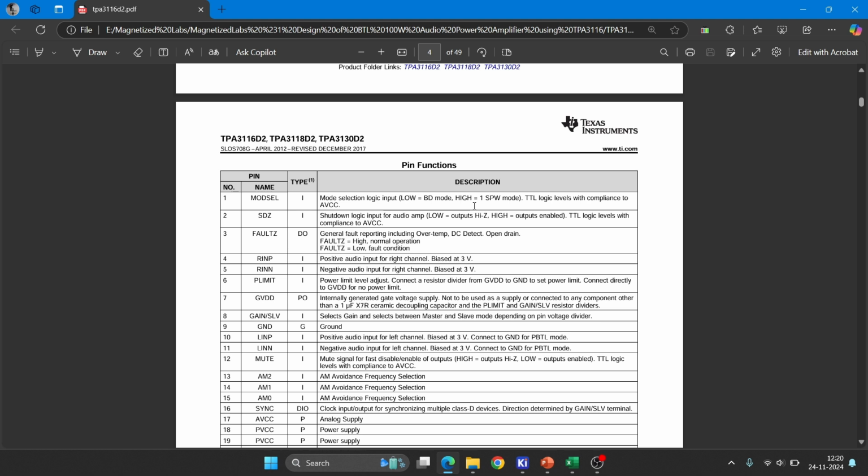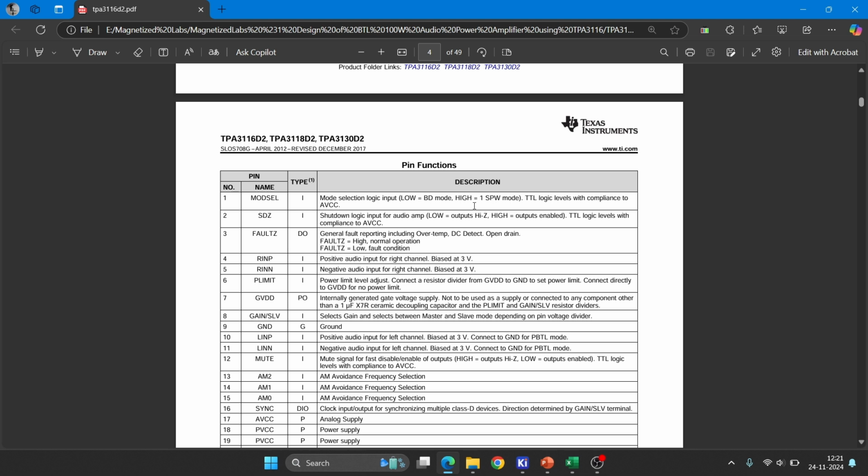What is BD mode and what is 1SPW mode? BD mode means bridge differential modulated method. 1SPW means single-sided pulse width modulation method. Here BD modulation means they will keep the duty cycle fixed at 50% in idle mode, and the outputs of the audio amplifier switches will switch in opposite phases. Here, because of its fixed frequency and differential PWM signals, your EMI will be very low and efficiency also will be better.